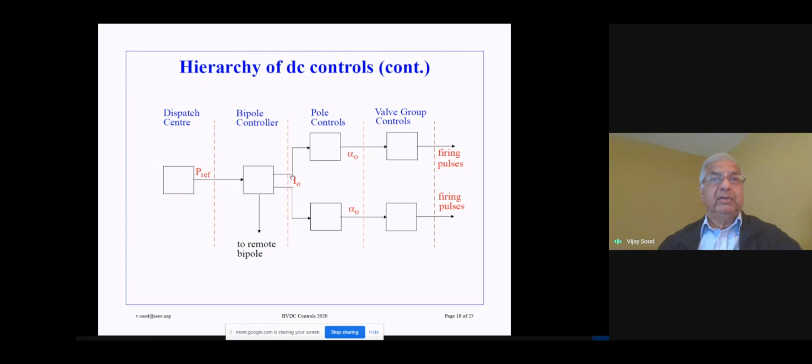From here, we will generate the current order. So we need to have a voltage measurement to divide the power by the voltage to generate a current order. This will be sent to the 2 pole controllers, and then this will be split into 2 for the valve group controllers. So this gives you the hierarchy of the controls. These terms, the bipole controller, the pole controller, and the valve group controllers are shown in this graphic.